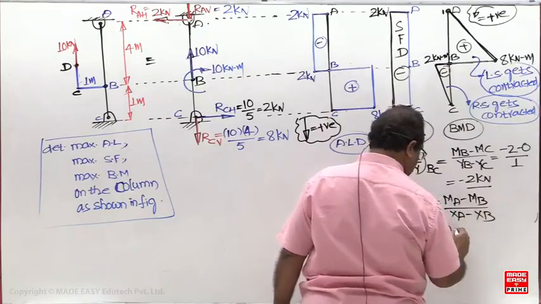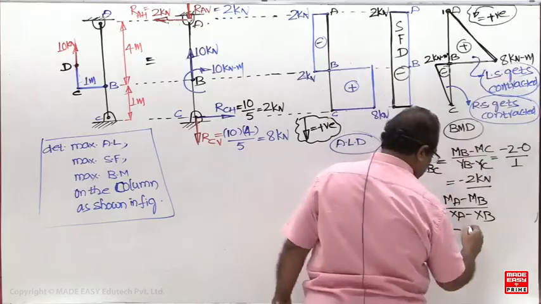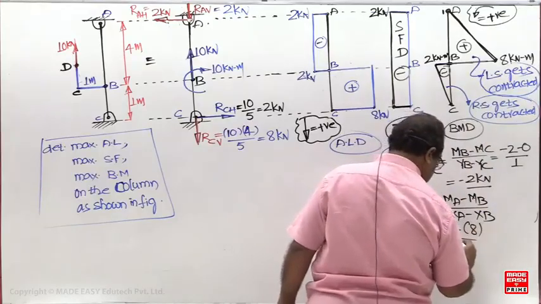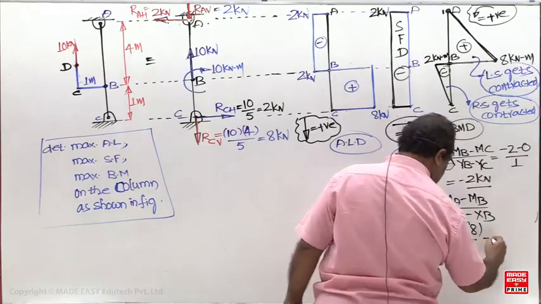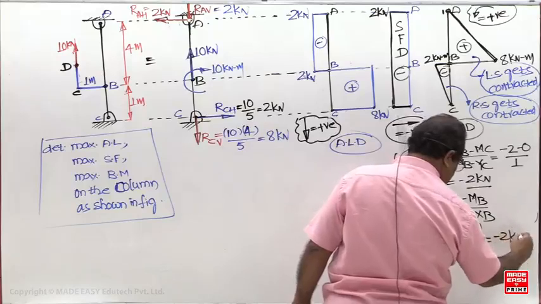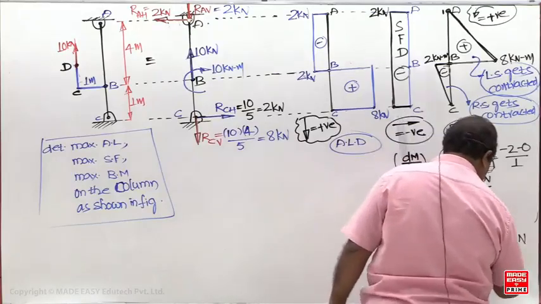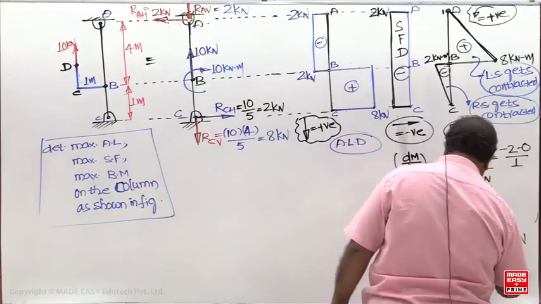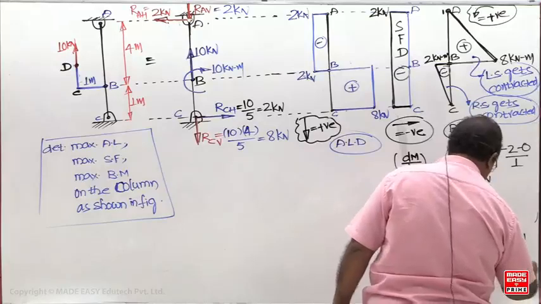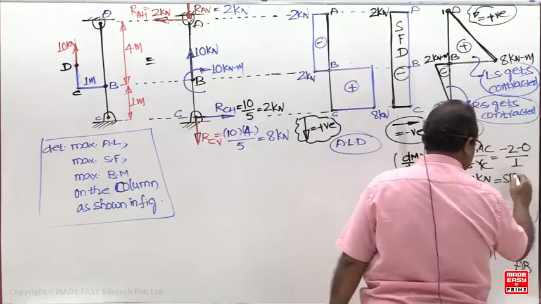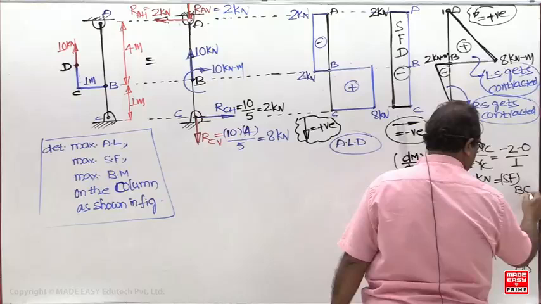What is the bending moment at A? 0. What is the bending moment at B? Plus 8. This distance is how much now? 4. Then check it now. Minus 2. So what should this value give now? Shear force in AB. This should be equal to shear force in BC.